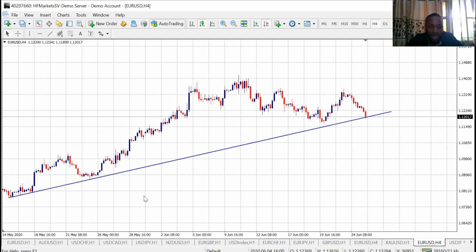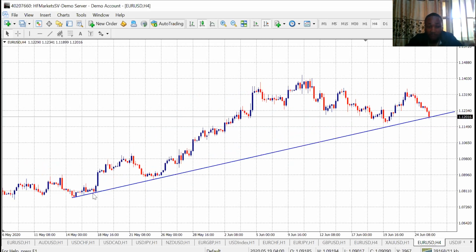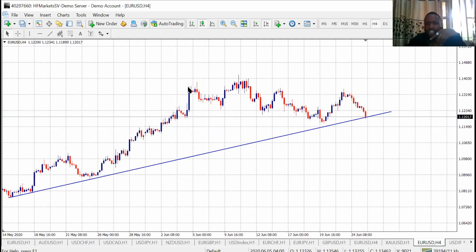We bought this market here. We bought this pair at this point. We bought it. We took our profit, and we waited for some retracement. We bought another. We entered another position here, and we took in our profits. But at this area, we have to pay more attention to it. This is a rejection area.